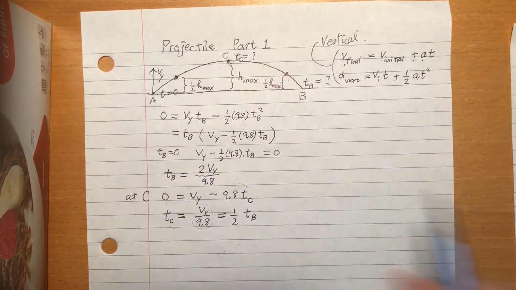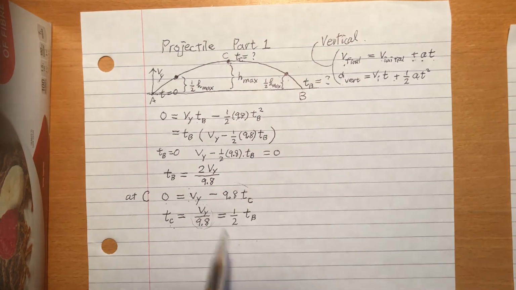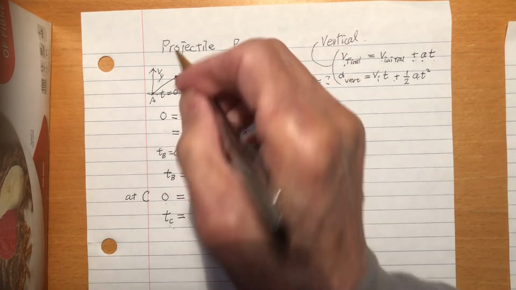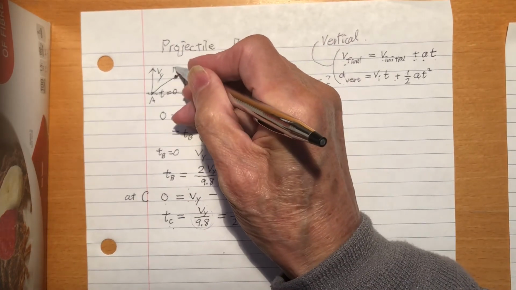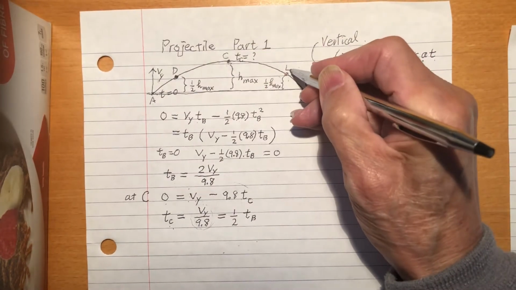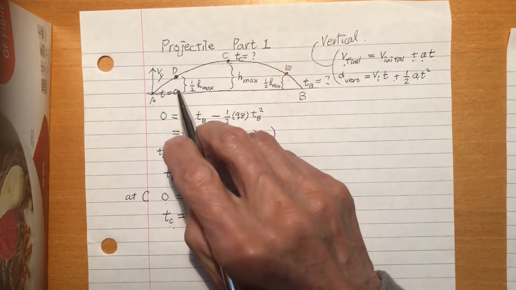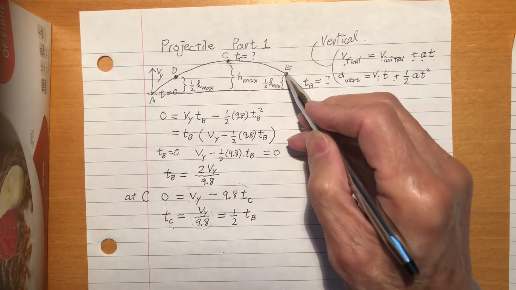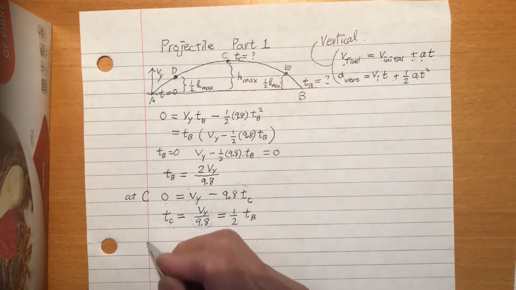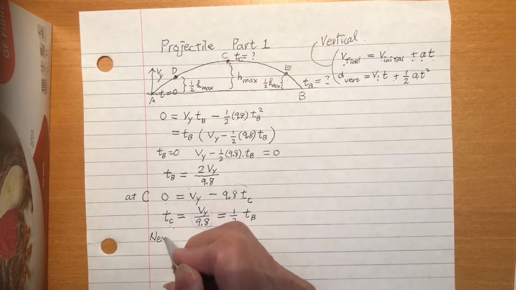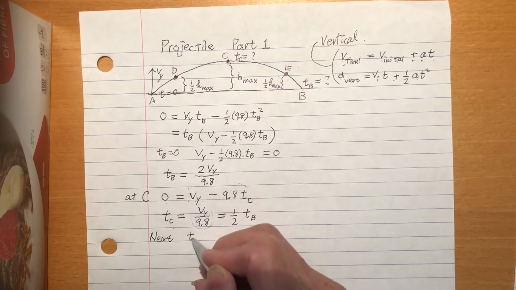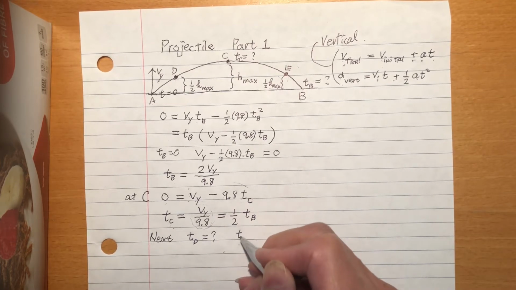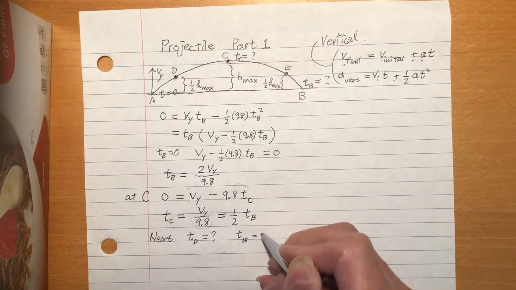Okay, let's again give these 2 points a label. So I have A, B, C. Why not give it point D and point E? I want to find T at D, what is it, and T at E, what is it.